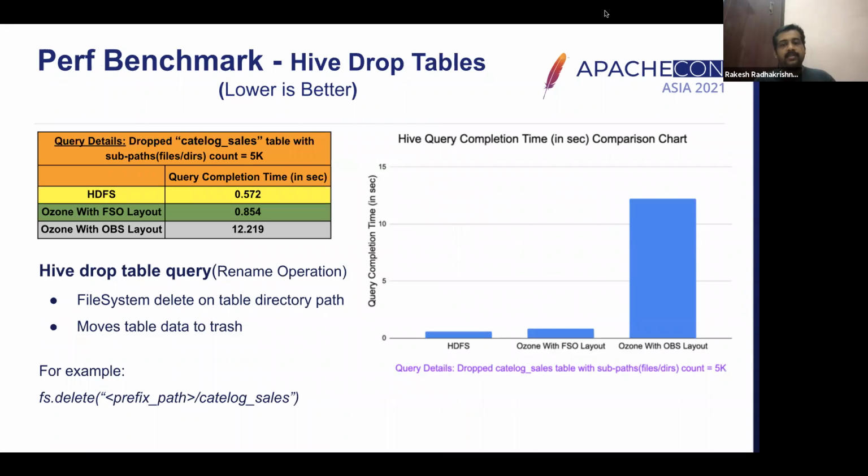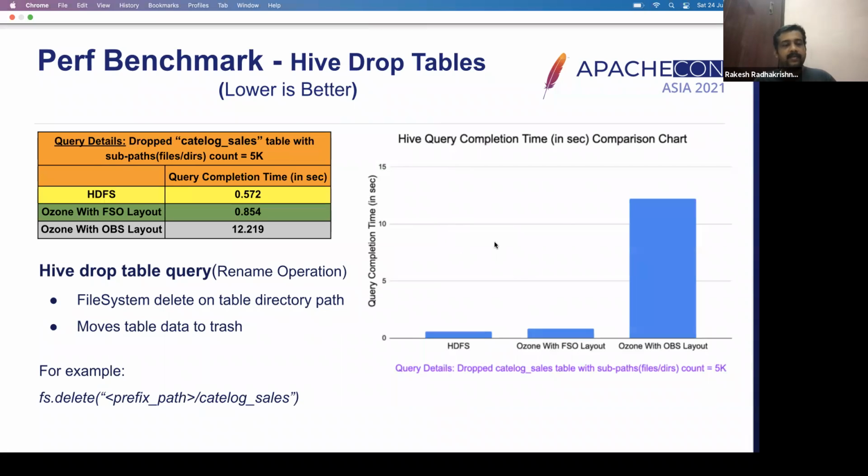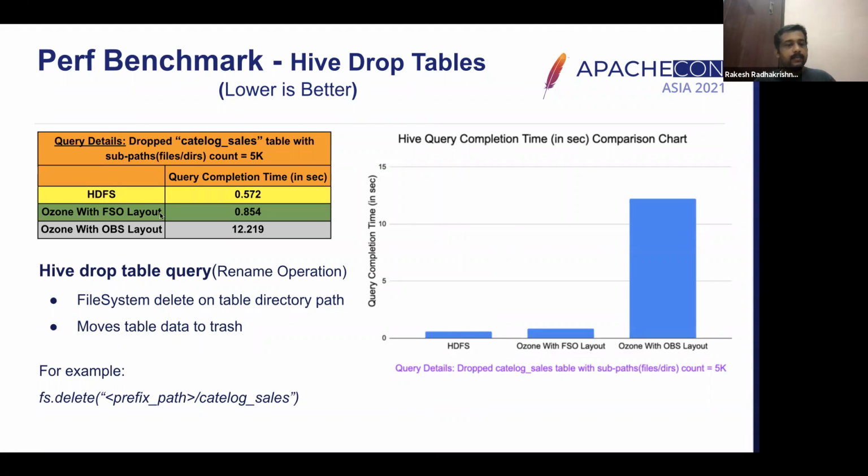Also, we have done some Hive drop table comparison against HDFS. We could see that HDFS has a query completion time of less than a second. Now we have done a drop table of catalog sales, which has around 5K subfiles and subdirectories. HDFS finishes in a second, and with the file system optimized layout, we have also done it in a second.